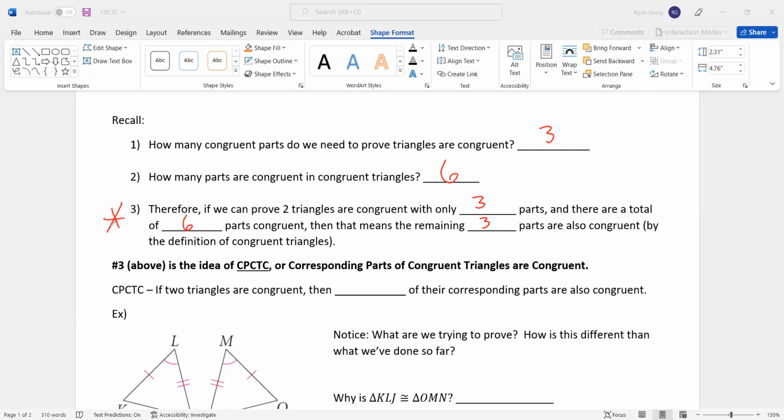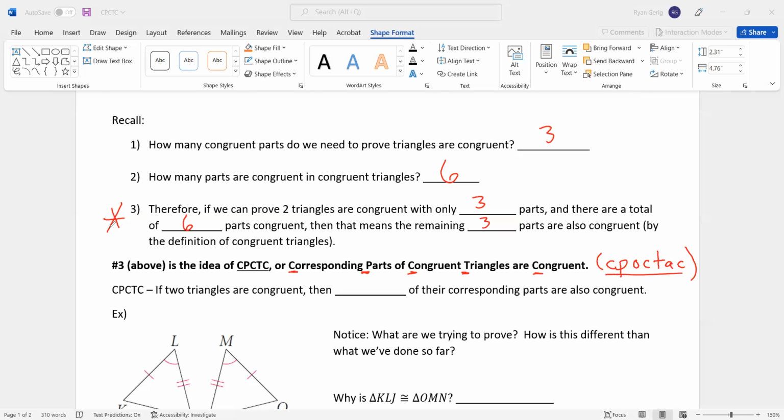You saw the title of the lesson was CPCTC. It's an acronym that stands for corresponding parts of congruent triangles are congruent. On Math Excel, you'll see it as CPCTC. They use literally every word that's in there. So they mean the same thing. CPCTC and that mean the same thing. It's just easier to say CPCTC.